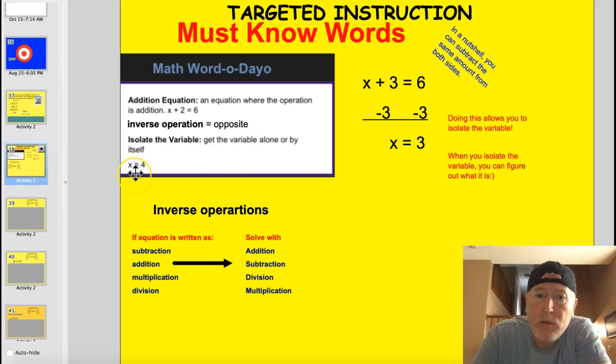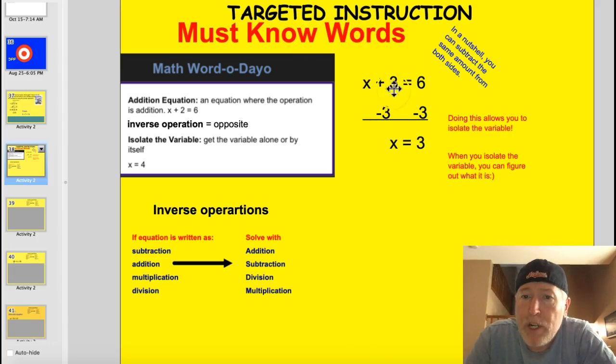So look at x equals 4. We've isolated the variable. It's exactly what we want to know. What is x? X equals 4. All right, here we're going to solve this one here. X plus 3 equals 6. Addition equation. We'll subtract 3 from this side. We subtract the 3, not the 6, because we're trying to isolate x. We're trying to get x by itself.